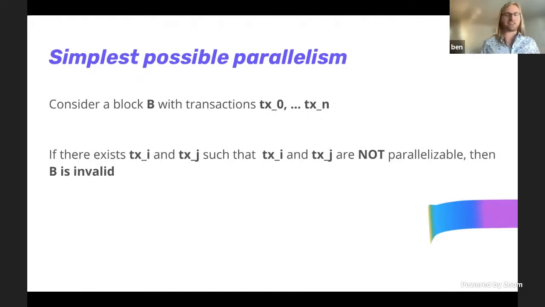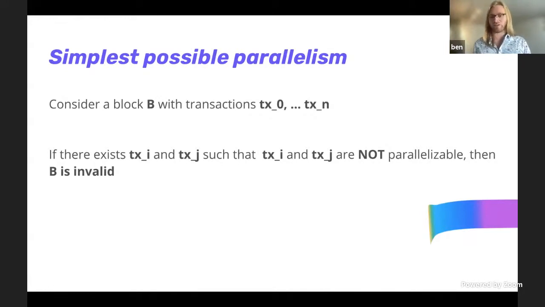So just to state this in an even simpler way, there are more complex things you can do with gas metering, but we could just try to parallelize the EVM right now. We could say, okay, consider a block. We're going to introduce a new block validity rule, which is that no transactions can touch the same state within the same block. This is maybe not the best way to do it, but it's very simple to imagine, right? If there are TXI and TXJ such that they're not parallelizable, meaning their state intersects, then the block is invalid.